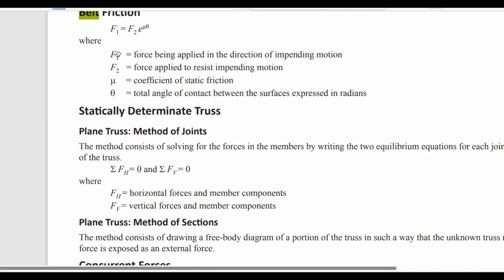Now let's talk about F1. Here it says F1 is the force being applied in the direction of impending motion, and F2 is the force applied to resist impending motion. What you have to remember is that F1 is the greater force, and F2 is the smaller force. This is easy to figure out because F1 is equal to F2 multiplied by something, so that means F1 is greater than F2. Perfect.